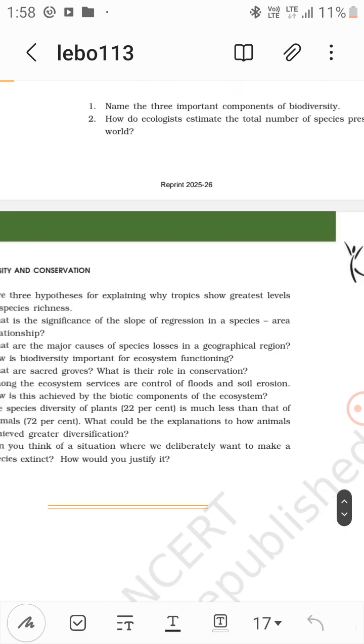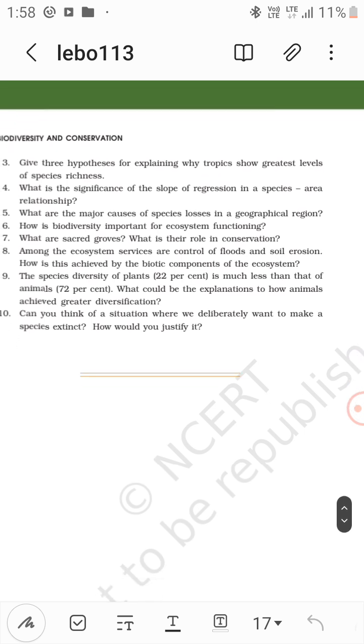Or give three hypotheses for explaining why tropics show greater levels of species richness. Because species richness is a function of time. So in the tropics there has been more evolutionary time, more solar energy, and predictable seasonal changes, right?